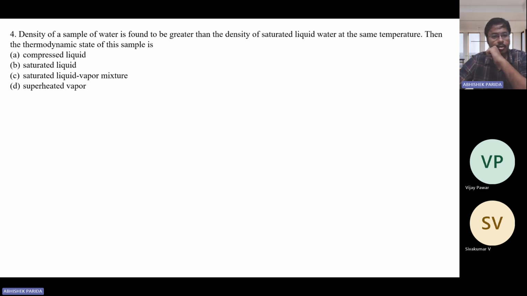Coming to question number 4. Density of a sample of water is found to be greater than the density of saturated liquid at the same temperature. Then the thermodynamic state of this sample is? Tell me. You can take help of any of the curves, P versus V or T versus V. Mostly between the PV graph or TV graph, you will get the answer for this question. I'm giving you a few minutes. Think about it.